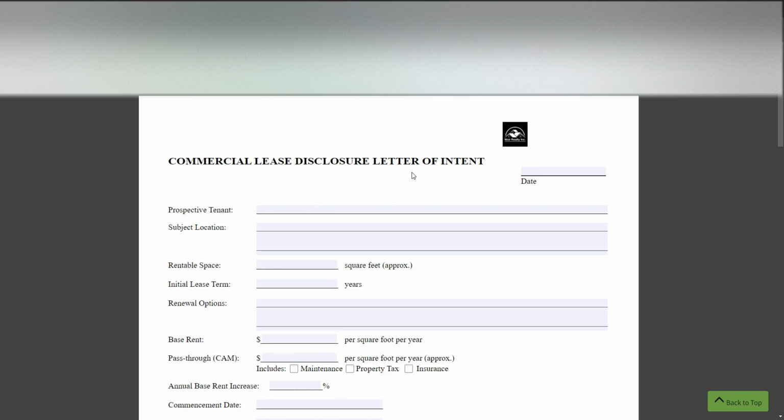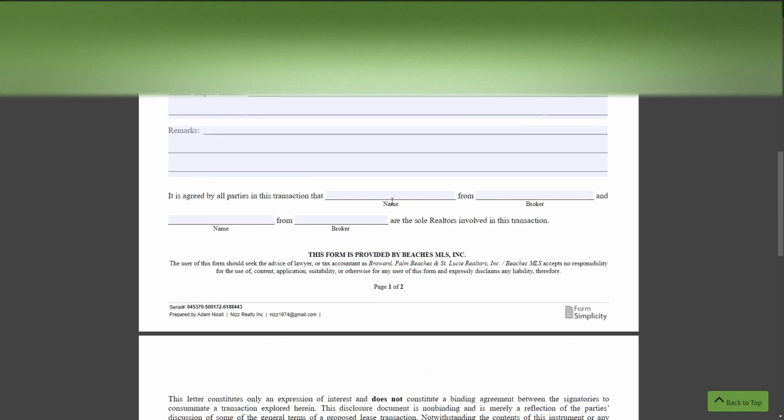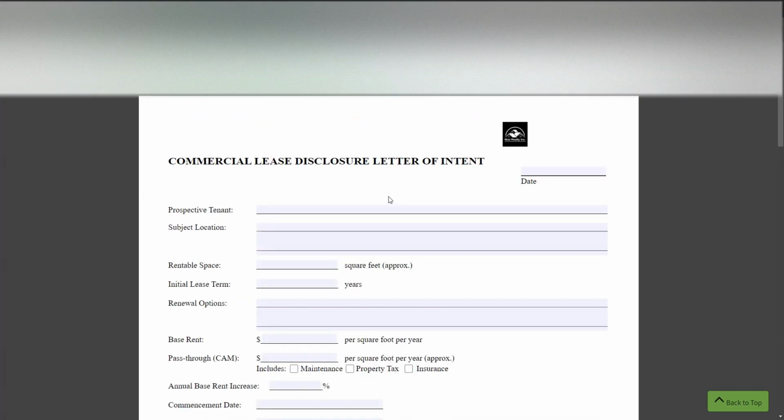This is a really simple one. It's very basic, just to put standard information into it. So I'm going to go through this video filling this out and just give a general idea of what an LOI is and how to use it.